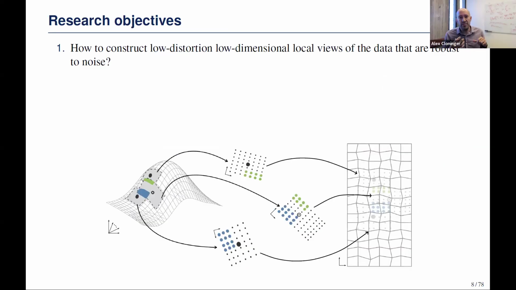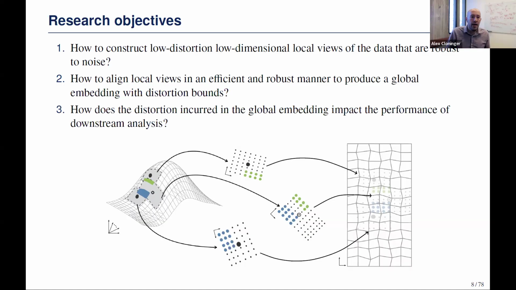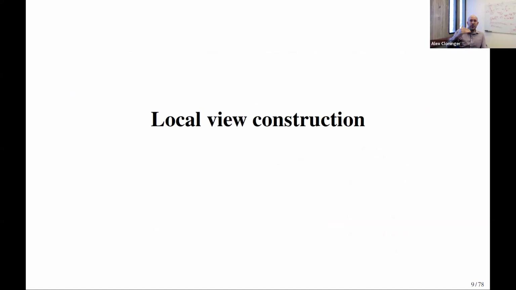So I really want to answer 3 central questions. The first question is, how do we construct low-dimensional, low-distortion views? And how do we make sure they're robust to noise? The second is, how do we actually align them in an efficient, robust manner and produce global bounds on distortion? And the third is, once we have low distortion embeddings, how does that help us in the downstream analysis? How can we actually use this to do real downstream science at the end of the day? Okay, so those are the 3 central questions I'm going to focus on. So I'm going to go in that order.